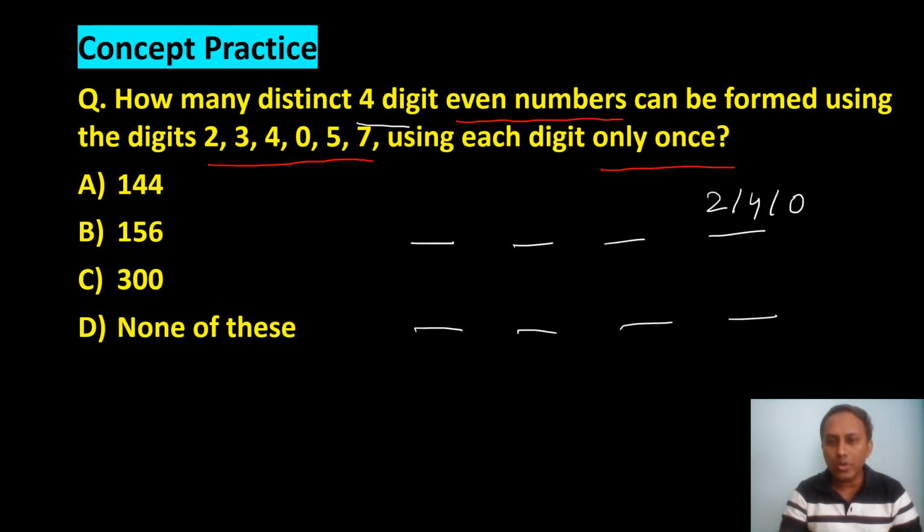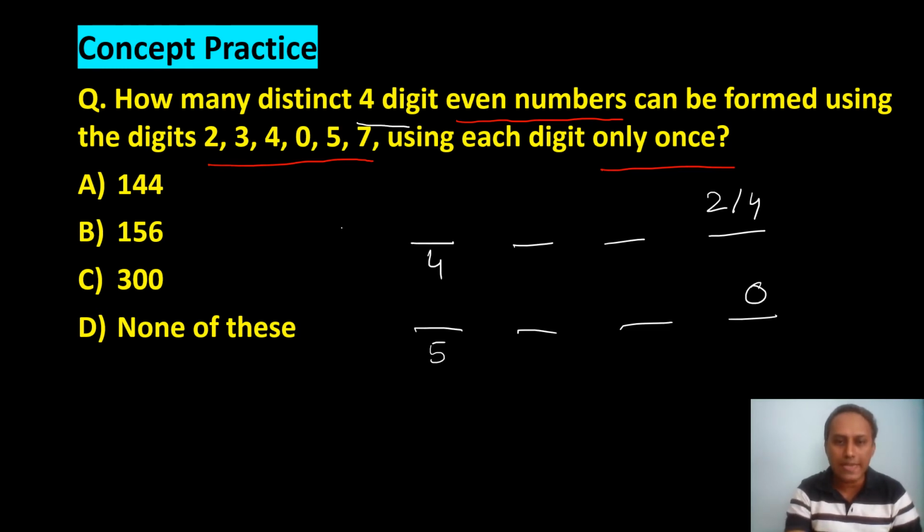When 2 or 4 is at the last place, the first place can be filled in 4 ways, since 0 cannot come. When 0 is at the last place, the first place can be filled with any of the other 5 digits. So for 2, 4 and for 0, the answer is different. That is why we need to deal with it separately.